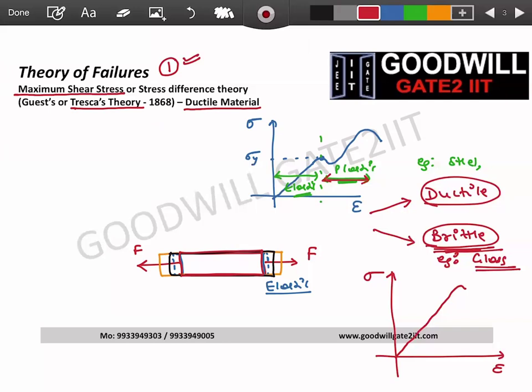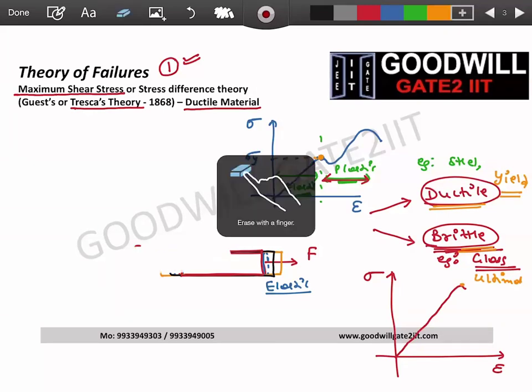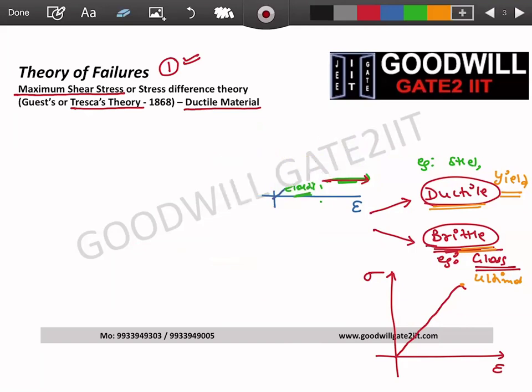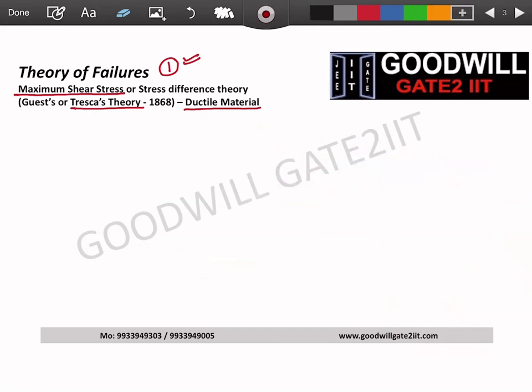So ductile materials will work with this stress. We will say anything after this is a failure. Ductile material failure works with yield stress. Don't worry, I'm just giving you this verbal explanation. I will write each and everything when we start the theory. Whereas brittle materials work with ultimate stress. Ultimate stress means the point at which there is absolutely a fracture. The body is broken down into two pieces. That's the major difference between ductile materials and brittle materials.